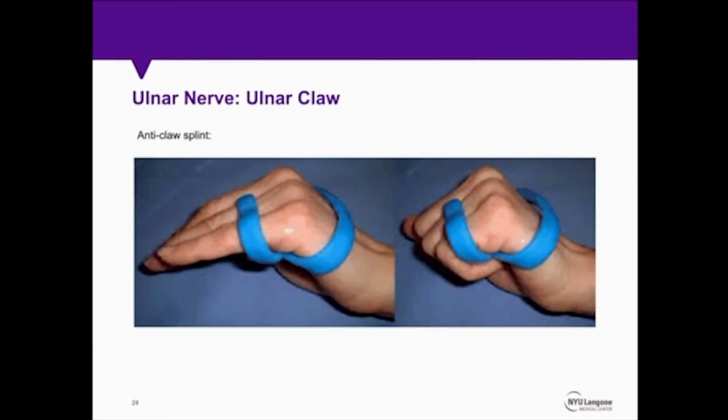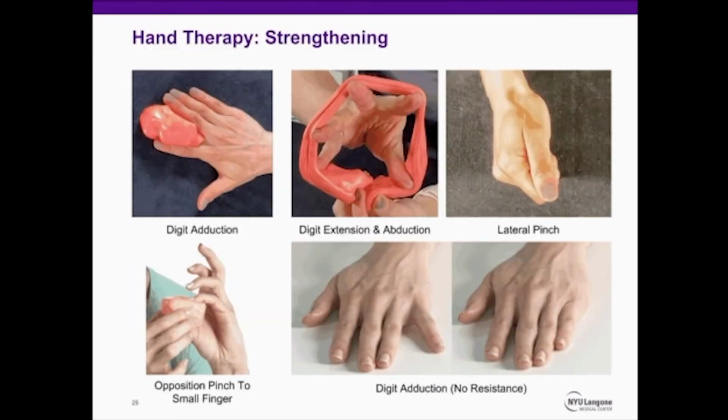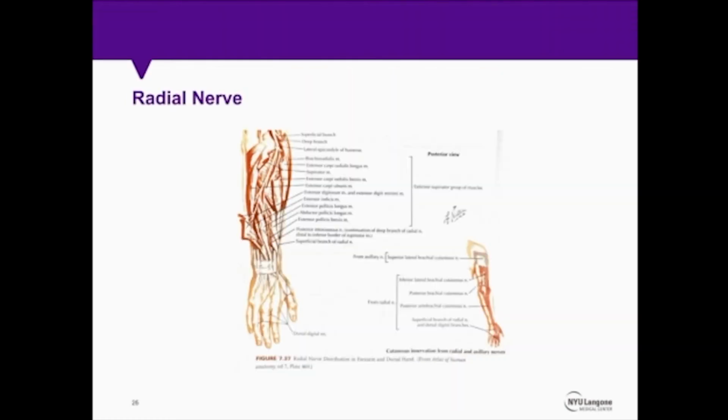What we can do as hand therapists is to fabricate what is known as an anti-claw splint, which positions the patient's ulnar 2 MPs into a flexed position, correcting the hyperextended deformity and giving the patient an opportunity to function in their daily life. With ulnar neuropathy, exercises can be tailored to strengthen the intrinsics of the hand and, of course, progressing to power grasping. Lastly, we have the radial nerve.